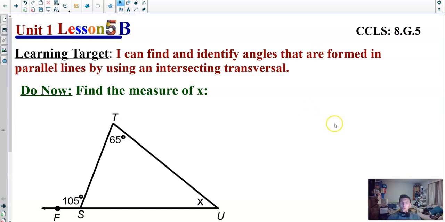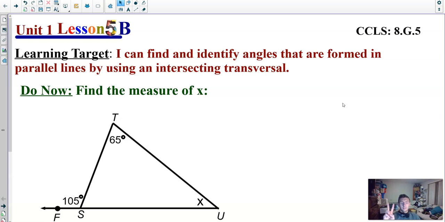Okay, so this is Unit 1, Lesson 5B for 8th grade. I'm Mr. Zuckerbrow, doing another video. So we're picking up where we left off in Lesson 5A. In Lesson 5A, we did angles with triangles, and then we also did angle relationships with intersecting lines. So we're going to add on to that in a little bit.